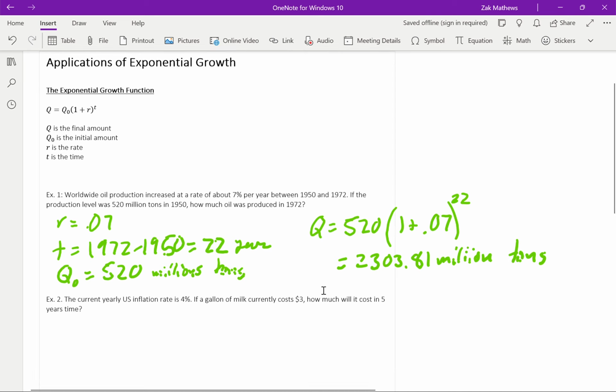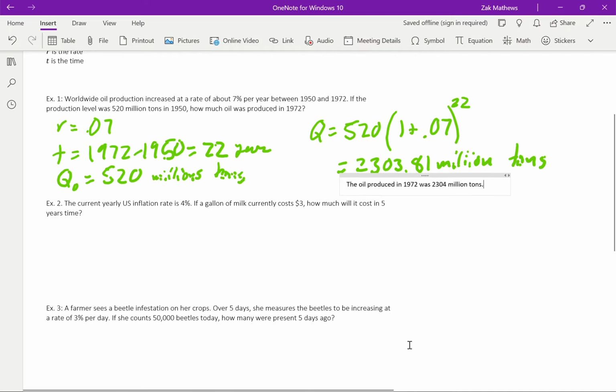So we can state that the oil produced in 1972 was 2,303, or if we round, 2,304 million tons, which is equivalent to 2.3 billion tons, quite a bit of oil.